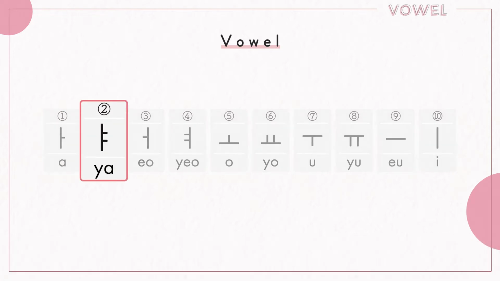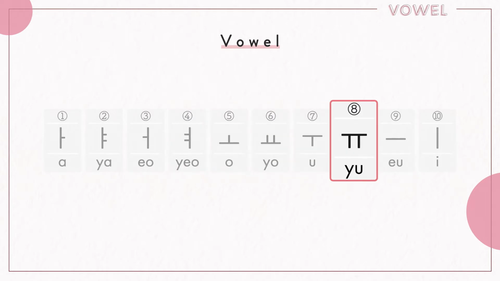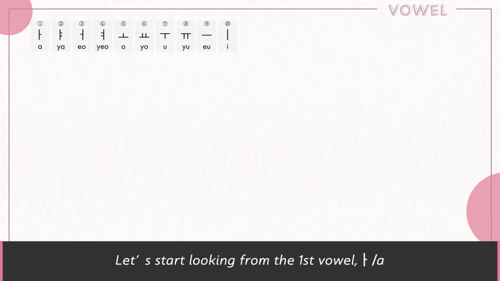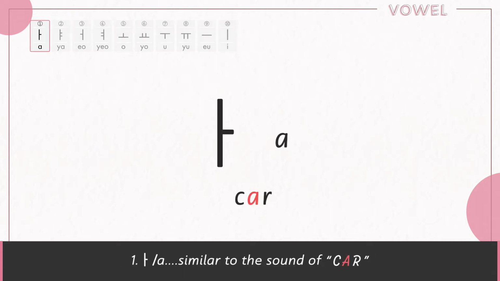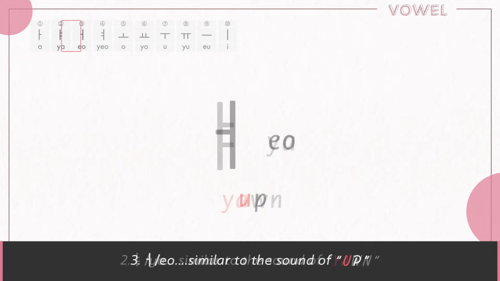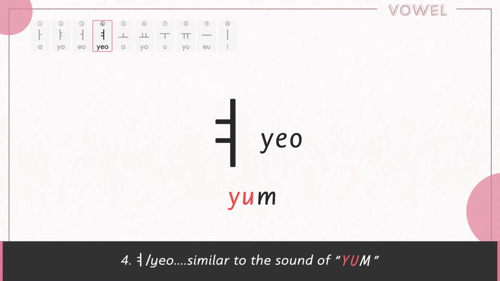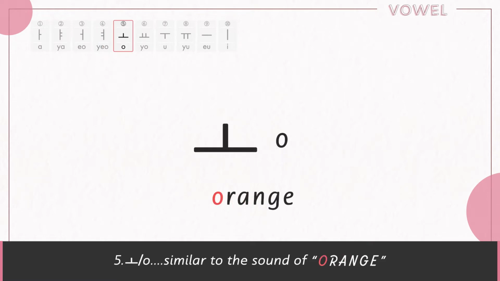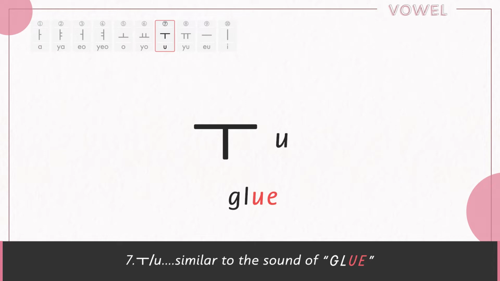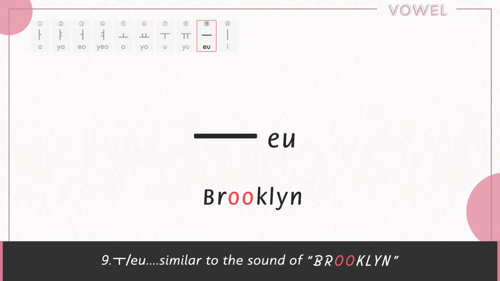A, ya, o, yo, o, yo, u, e. Now let's take a closer look at each sound. Starting from the first vowel, a. The second is ya. The third is o. The fourth is yo. The fifth is o. The sixth is yo. The seventh is u. The eighth is u. The ninth is u. The 10th is e.